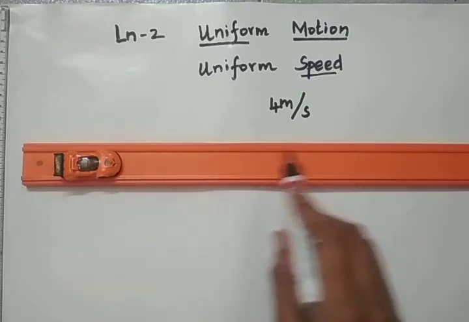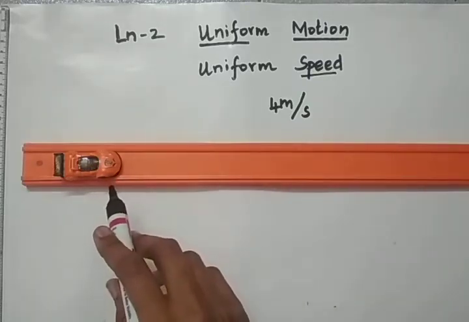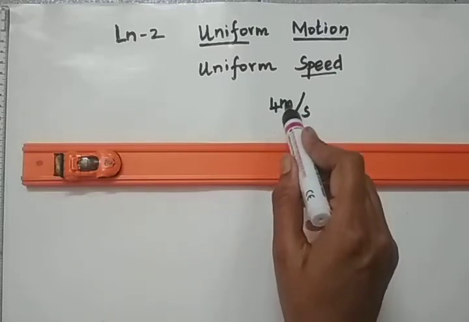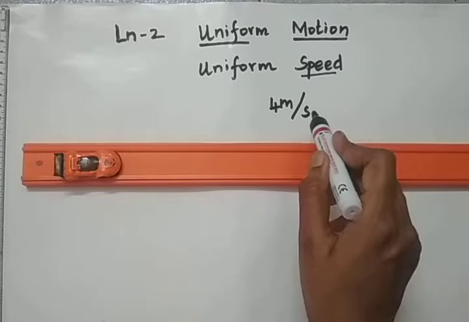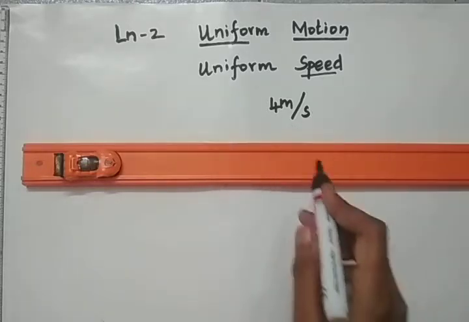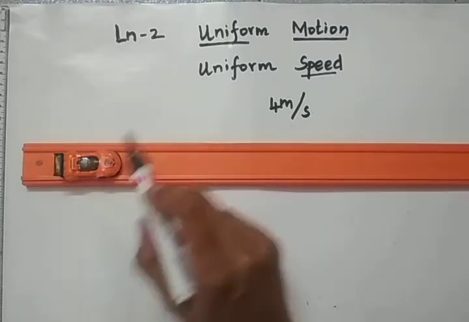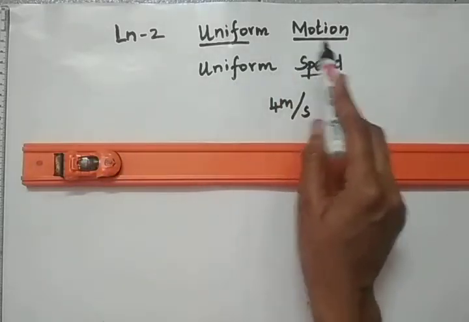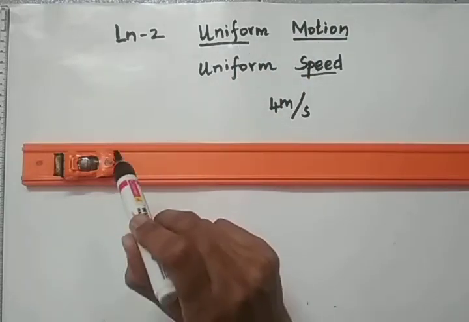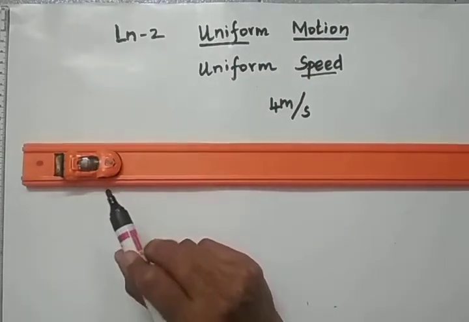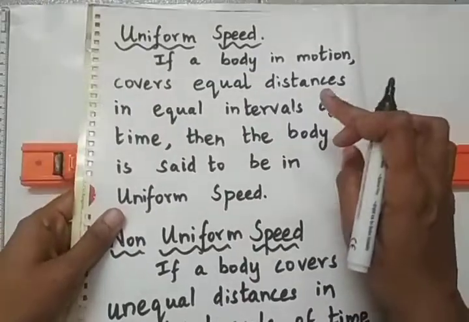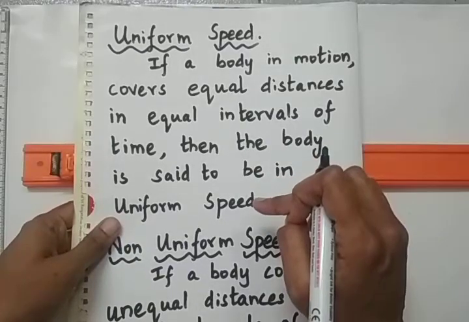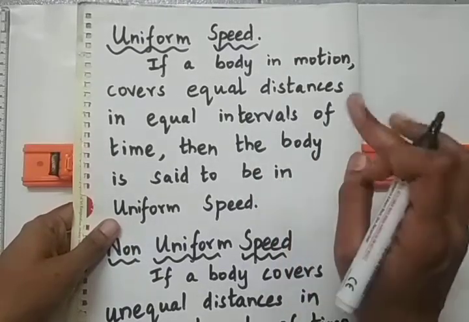It is a lane in which he is practicing for his final race, and he maintains the same pace. That is, he covers 4 meter for every 1 second since there is no traffic on this lane. So we say that the car is moving at a constant or uniform speed, and so the motion is said to be uniform motion. If a body in motion covers equal distance in equal interval of time, then the body is said to be in uniform speed and the motion is said to be uniform motion.